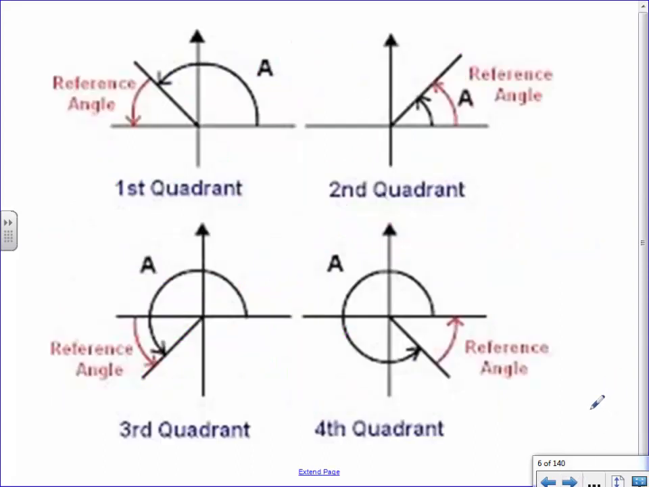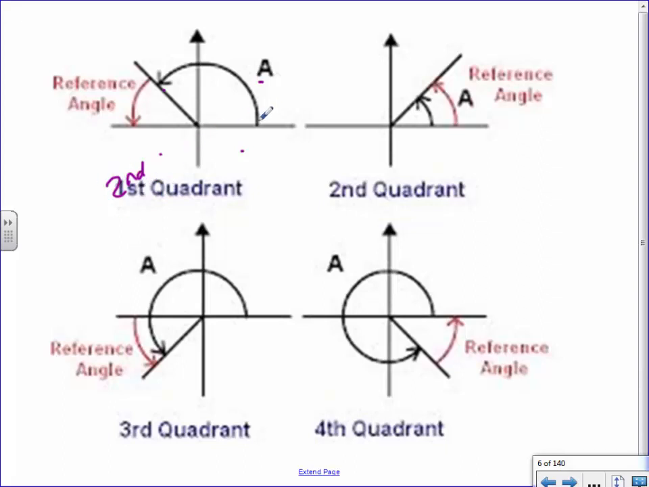So I got some pictures here that show you how the reference angle would work in each of the four quadrants. If you are in this quadrant, actually, this is kind of screwed up. Why does it say the first quadrant? This one's actually the second quadrant, right? Because this is one, two, three, four. This one should be the second quadrant.